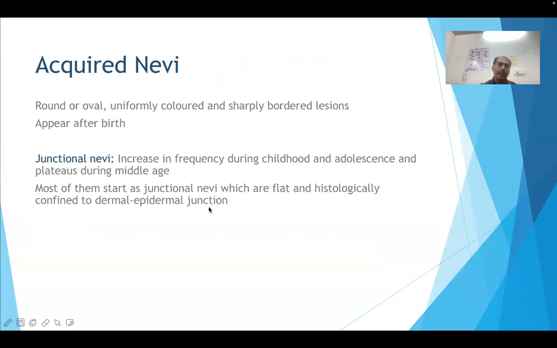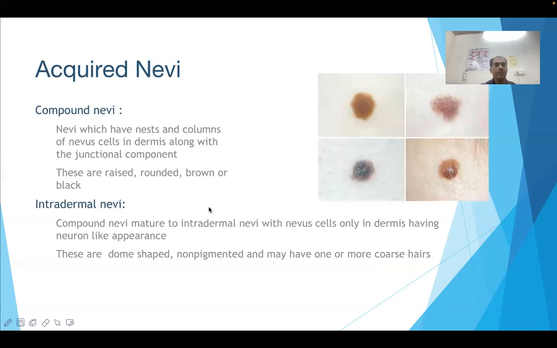The acquired nevi appear after birth any time in the later life. These are round or oval, uniformly colored, sharply bordered lesions. They can be junctional, at the dermoepidermal junction, or they can be dermal, which are present deeper inside. The compound nevus is the one which has nests and columns of nevus cells in the dermis along with the junctional component, and these are raised, rounded, brown or black.